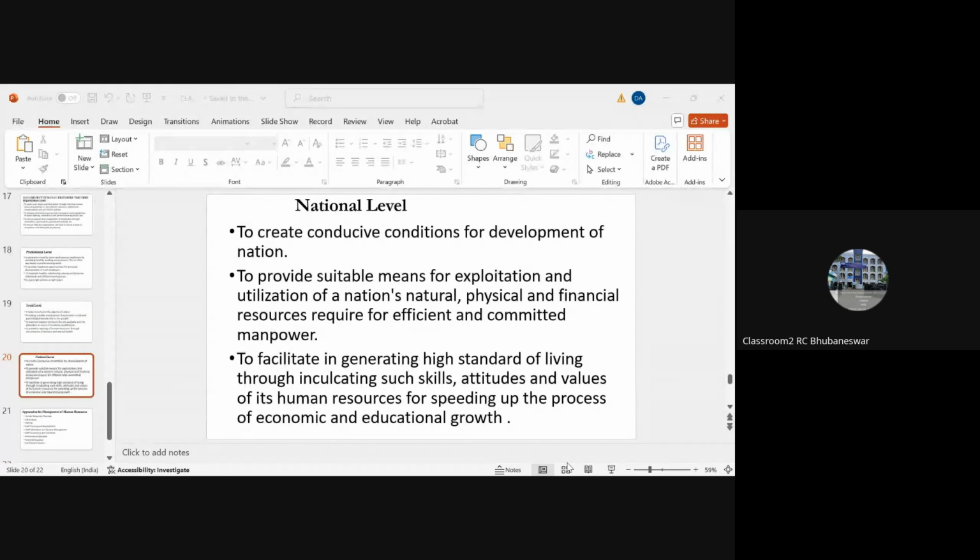Our country is full of natural resource, physical resource and financial resource, but proper utilization is essential. To facilitate generating high standard of living through inculcating skills, attitudes and values. Positive attitude, not negative attitude. Skills are performing the doing very smoothly. And values like honesty, truthfulness, cooperation, coordination are very, very important for us. So these are the objectives at national level.